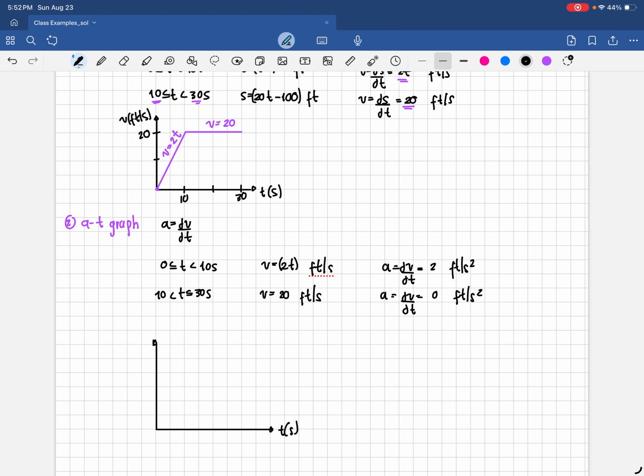Time in seconds. Acceleration is in feet per second squared. Then we have 10, 20, 30 seconds. Between 0 and 10, the acceleration is 2. I'm going to say this is 2. And then between 10 and 30 it is 0. So this just drops and stays at 0.